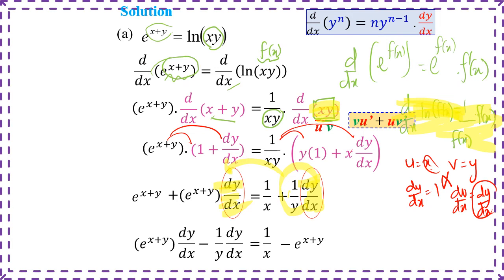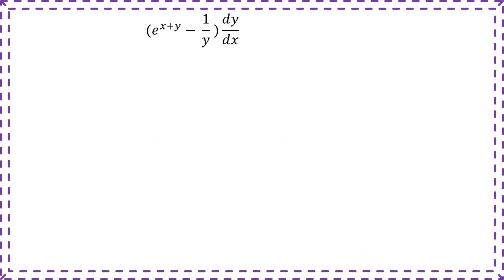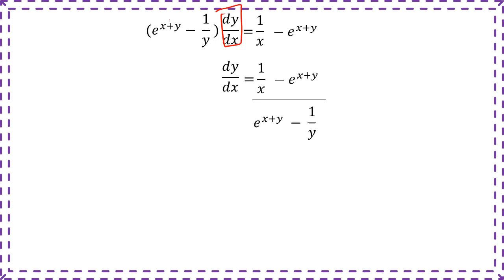Okay? Now, how to group the dy/dx together? We just have to factorize the dy/dx. So, factorizing dy/dx, what we get is e to the power of x plus y minus 1 over y, times dy/dx, equal to 1 over x minus e to the power of x plus y. So to let dy/dx be the subject, we need to divide everything with e to the power of x plus y minus 1 over y. So the final answer is equal to 1 over x minus e to the power of x plus y divided by e to the power of x plus y minus 1 over y.